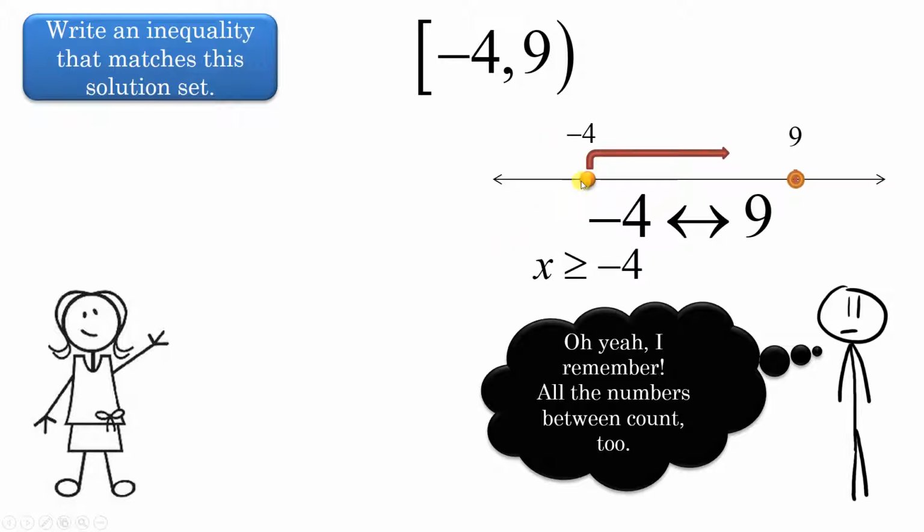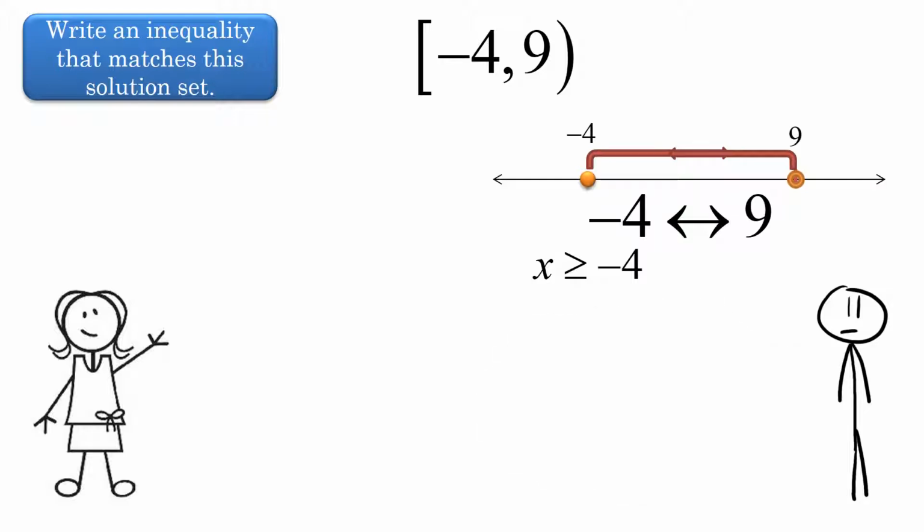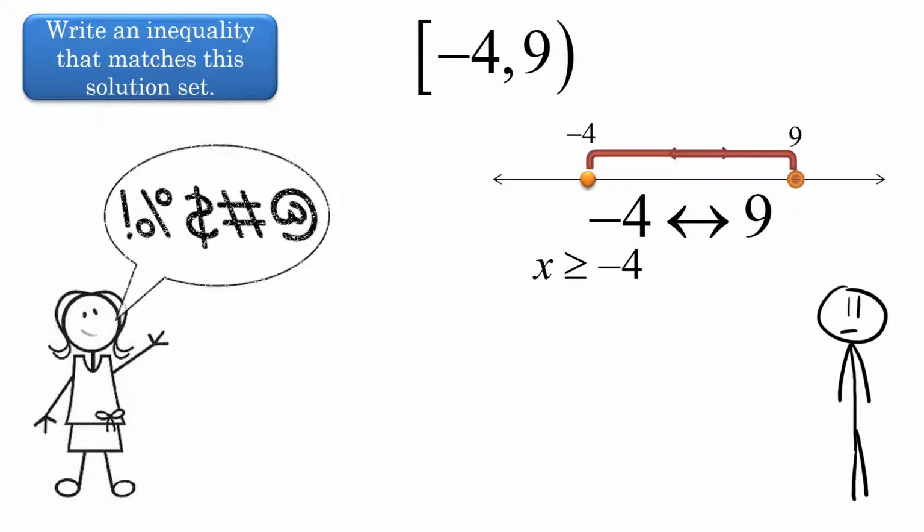This says that x is bigger than or equal to -4. And the confusing part, though, is that at the same time, x is also less than 9. So I need to write a single statement that says that x is bigger than or equal to -4, but x is also less than 9.